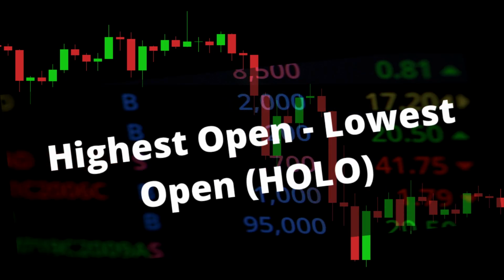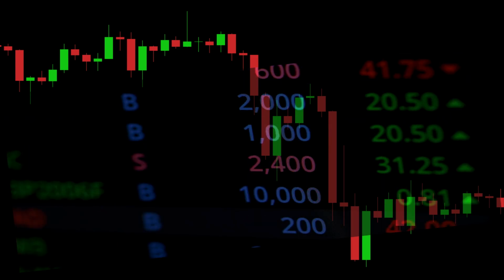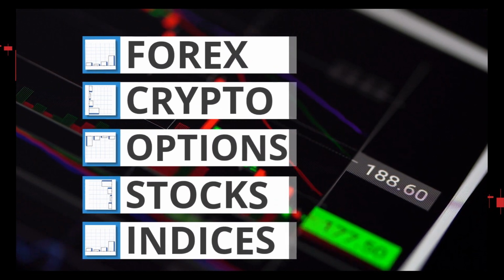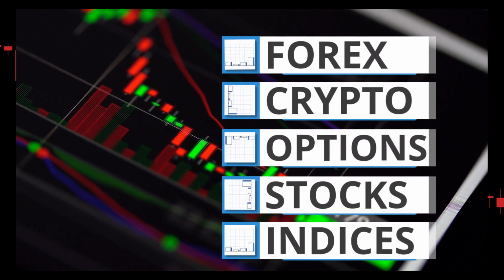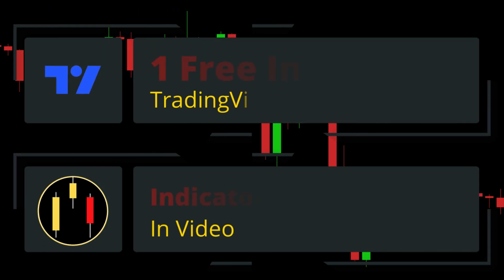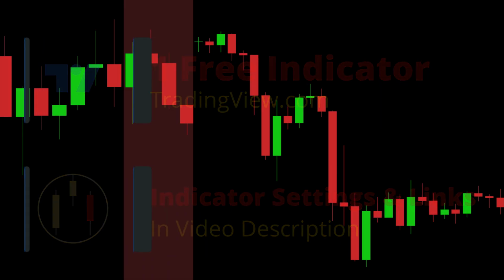This system is called highest open, lowest open, or HOLO. And like most trading systems, it can be applied to Forex, crypto, options, stocks, indices, or any instrument that has significant volume and market participants. This trading strategy uses one free, non-mathematical TradingView indicator. As always, the link to this indicator and settings are listed in the description below.